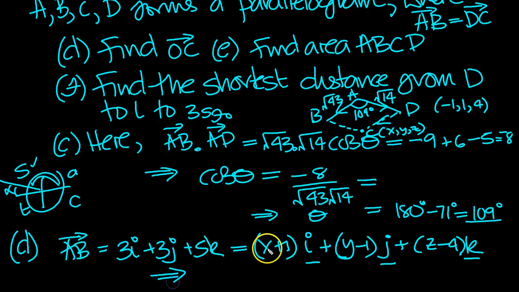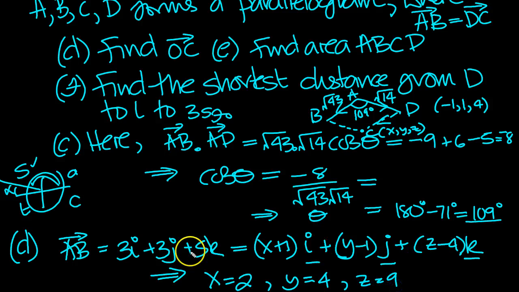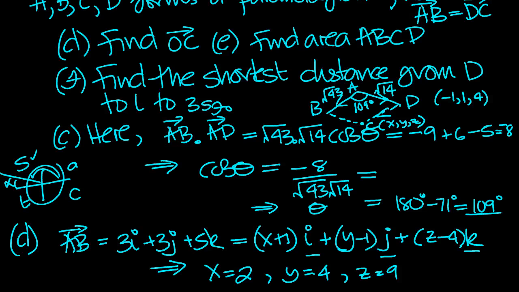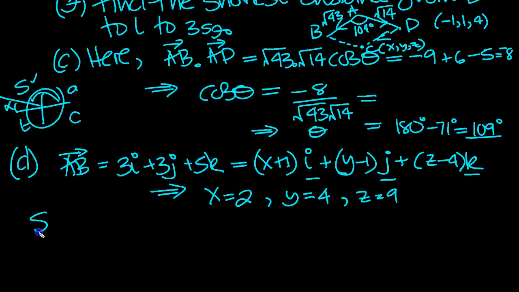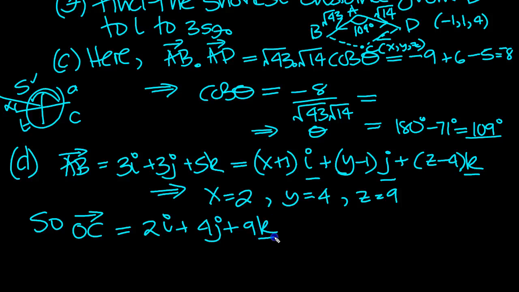So that tells us what x is. x will equal 2 to get 3. y will equal 4, because 4 minus 1 gives 3. And z will equal 9, because 9 minus 4 gives 5. So OC then, so the vector OC is equal to 2i plus 4j plus 9k. So that's part D done.